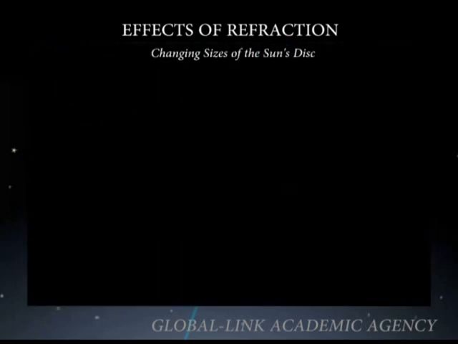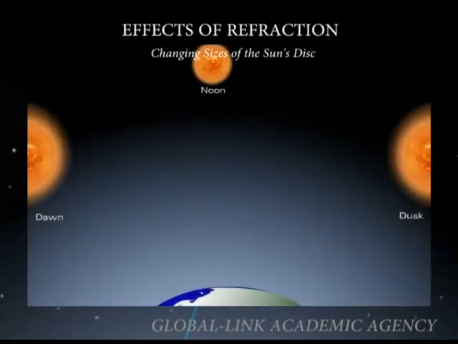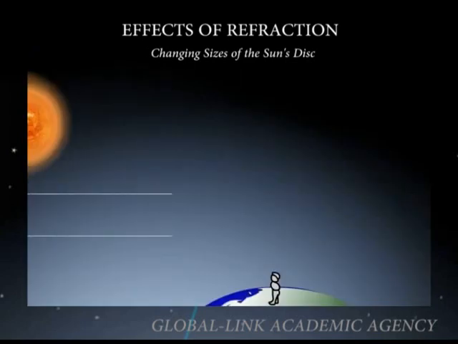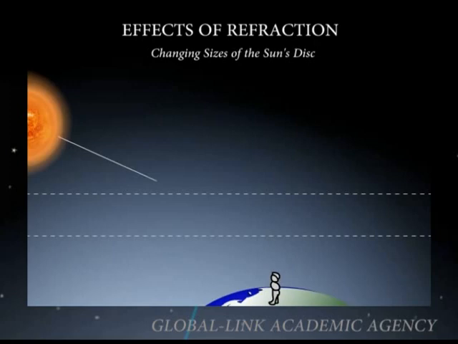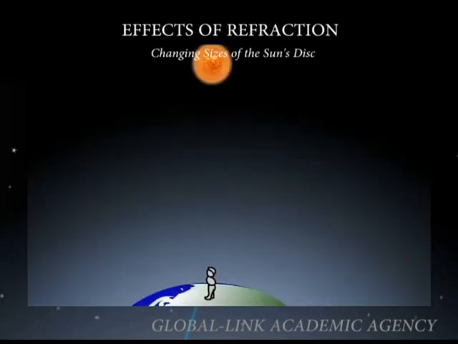Again, at dusk or dawn, the sun appears to be larger than at noon. This is because when the sun is near the horizon, the rays of light coming from the sun have to pass through layers of air of increasing density. Due to continuous bending of rays, the sun appears to be larger. At noon, the sun appears smaller. This is because the rays of light that fall normally on the surface of the earth do not get refracted at all.